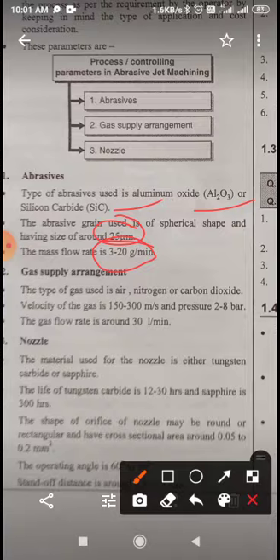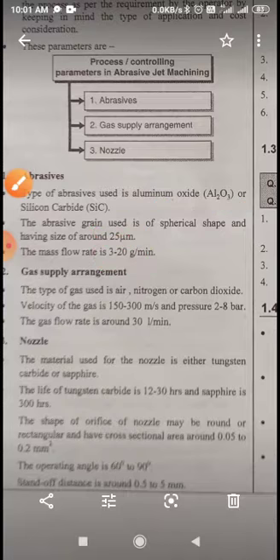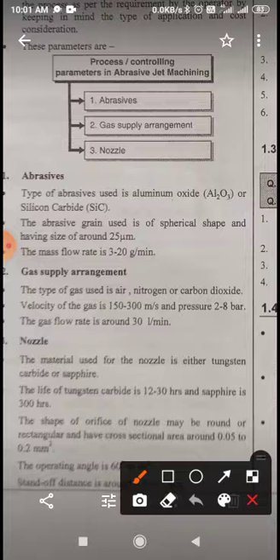In this way the abrasive must be controlled. It should be of Al2O3 or SiC. Then this particle must be spherical, having sharp edges and 25 micron, and the mass flow rate must be 3 to 20 gram per minute.